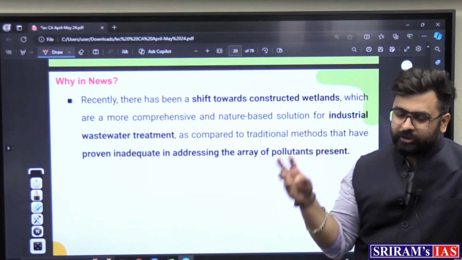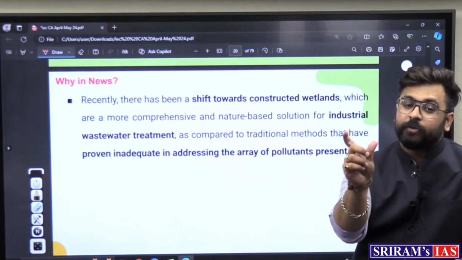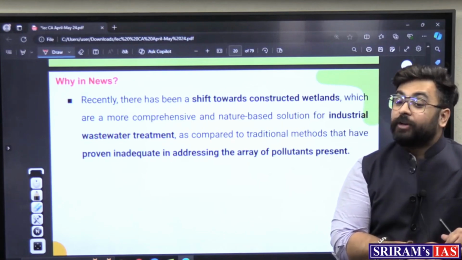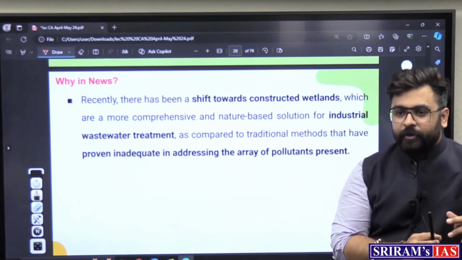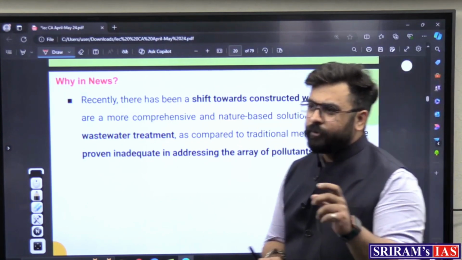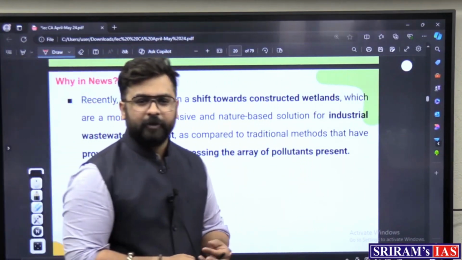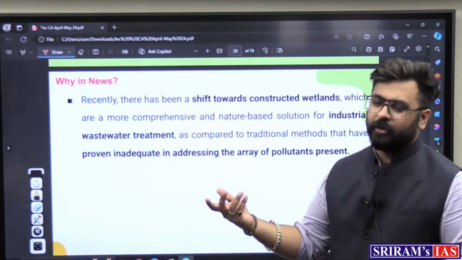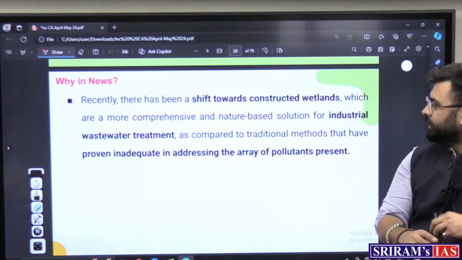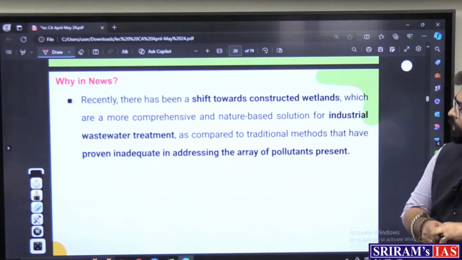But before coming to constructed wetlands, I will elaborate a little on what wetlands are and how they are covered. There is a very important international convention for these wetlands, the Ramsar convention, alright, and this type of news is very common: how many Ramsar sites have been added, which state has maximum Ramsar sites, or which are the newest Ramsar sites added this year. I will talk on that as well. So why is this topic important?